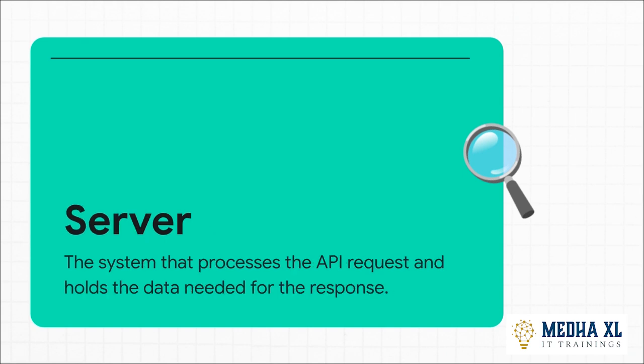And where's the waiter going with your order? To the server, of course, which in our analogy is the kitchen. This is the powerhouse, where all the real work happens. The kitchen has all the ingredients, that's the data, and it's where your order gets received, processed, and cooked up.